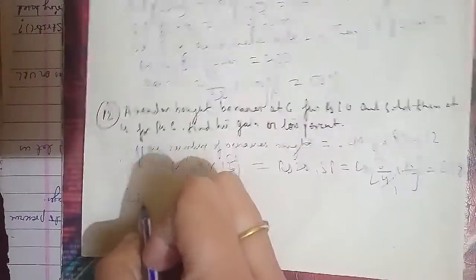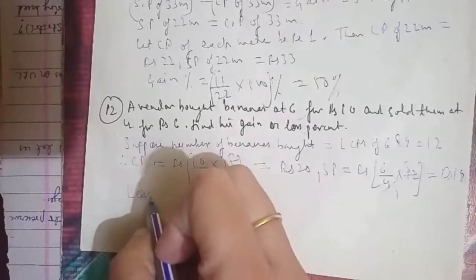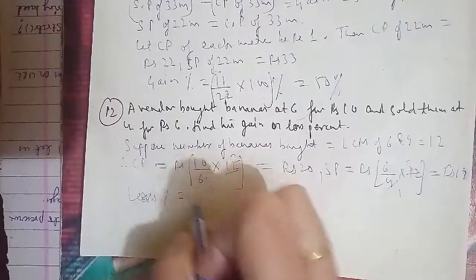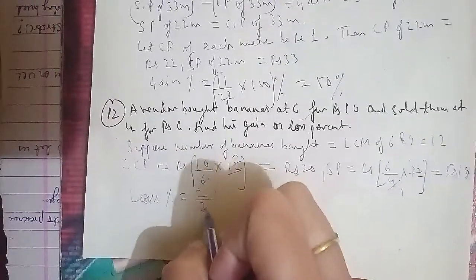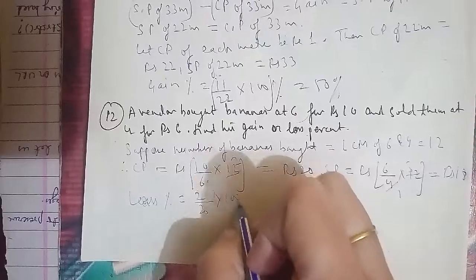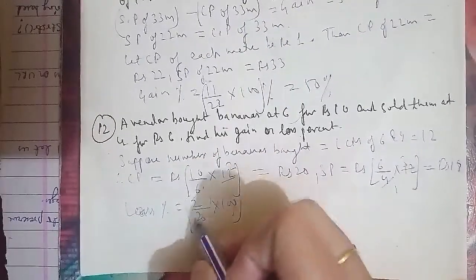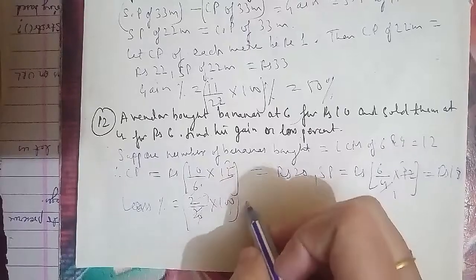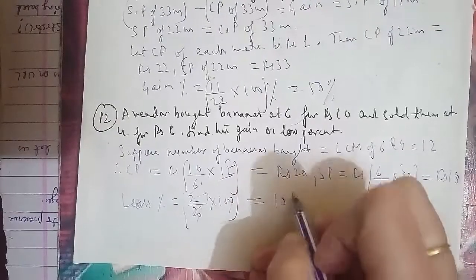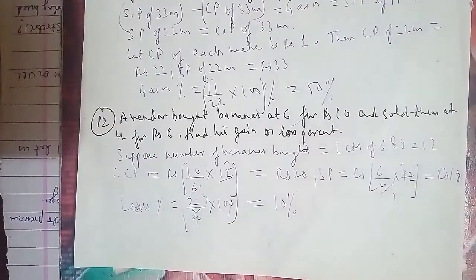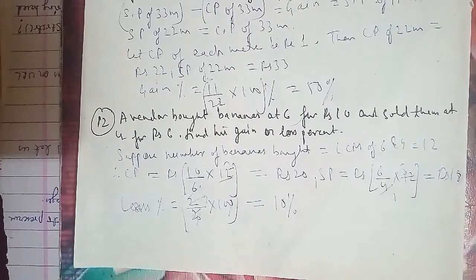So loss percent is equal to 2 upon 20 into 100. So 0 being cancelled by 0 here, 2 ones are 2, and we get 10% as the answer here. Now we go ahead for the next question, which is of course an important one that we will have to discuss here.